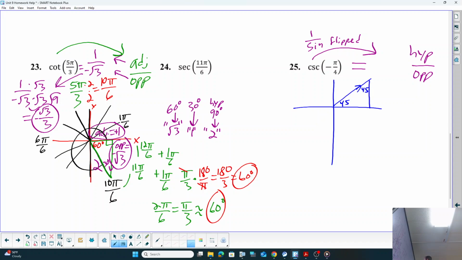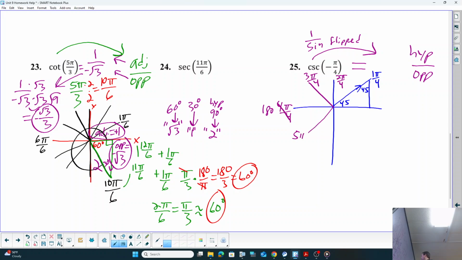And that is our 1 pi over 4. And in case you didn't learn it in class, you can actually count by pi's over 4. So that's 1 pi over 4. This is 2 pi over 4. This is 3 pi over 4. These are all the 45, 45, 90 right triangle angles. 4 pi over 4 reduces to pi, or 180.